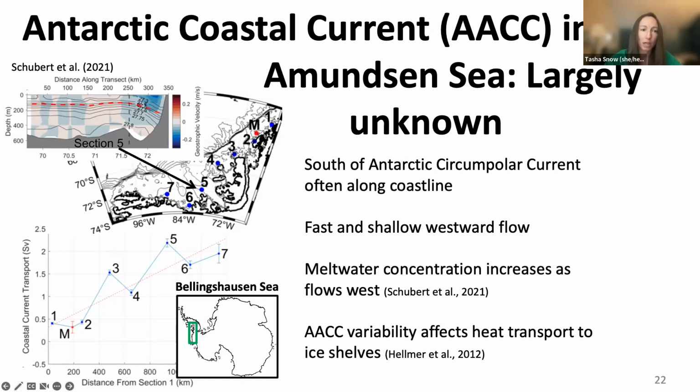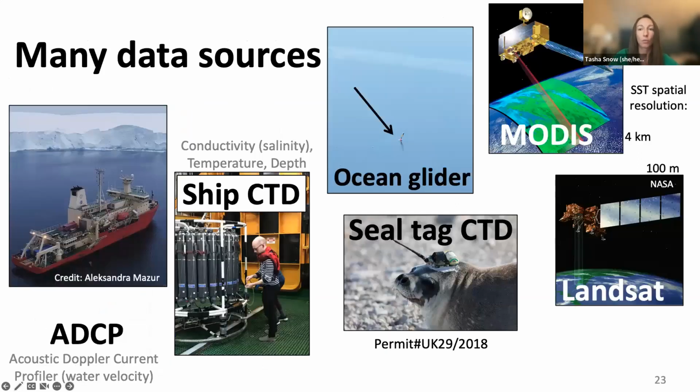And on top of that, the variability in the coastal current can affect heat transport towards the ice shelves. As it speeds up, as it moves away from ice fronts or becomes closer to ice fronts, it can change how much heat is transported. So it's super important around Antarctica, and we just really haven't had many places where we've quantitatively observed that it's present, where it's located, and how it varies through time.